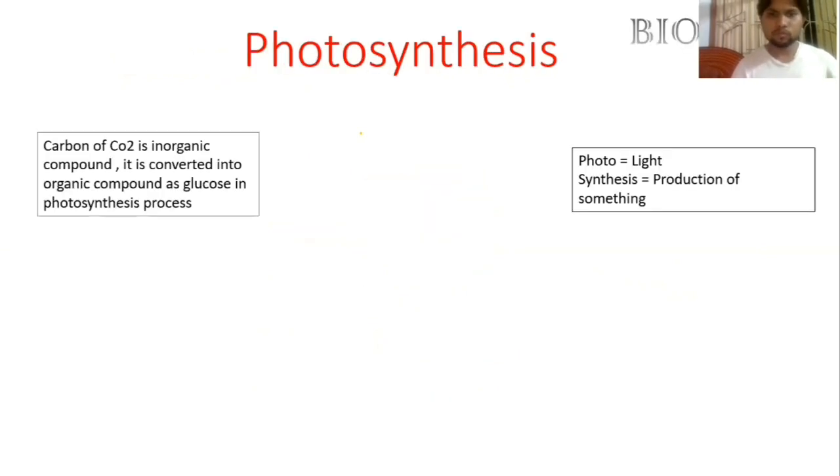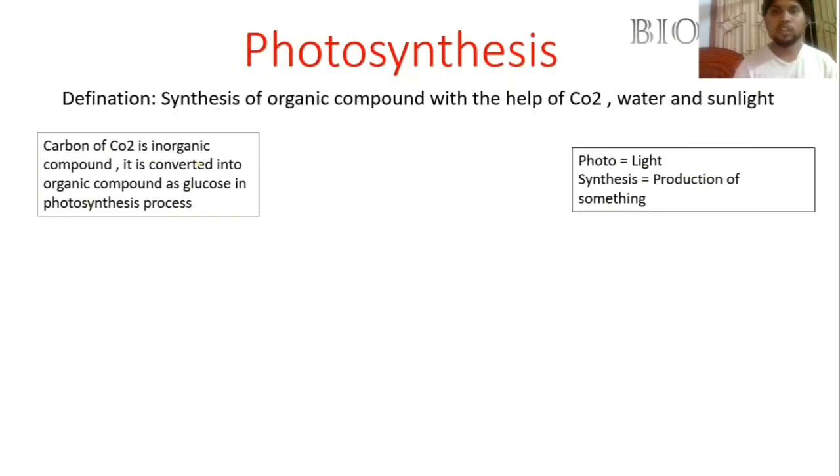As we know, photo means light and synthesis means the production of something. So photosynthesis is when, with the help of light, the plant produces an organic carbon compound, that is glucose. Carbon dioxide is an inorganic compound, and it is converted into an organic compound, glucose, in the photosynthesis process. This is the definition: synthesis of organic compound with the help of carbon dioxide, water, and sunlight.